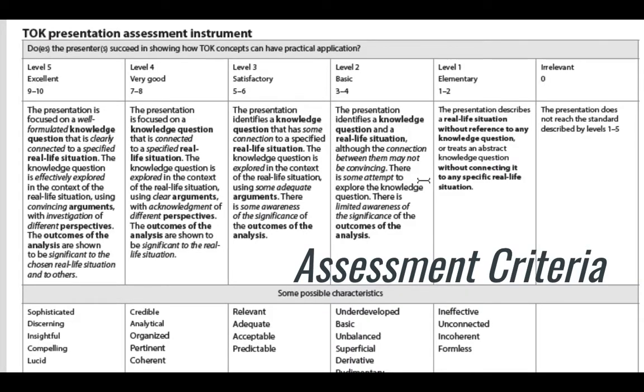This is the assessment criteria. Most students are in the level 2, level 3 area most of the time. In order to get, and we look at this as 7, 6, 5, 4, 3, 2. Okay, so to get a 7, you got to be focused on this knowledge question.